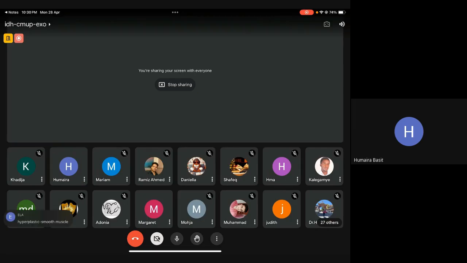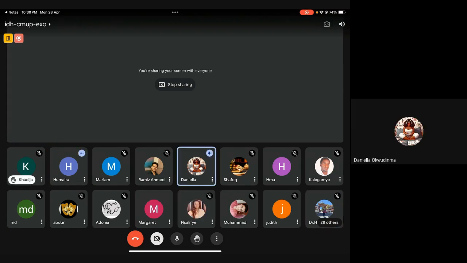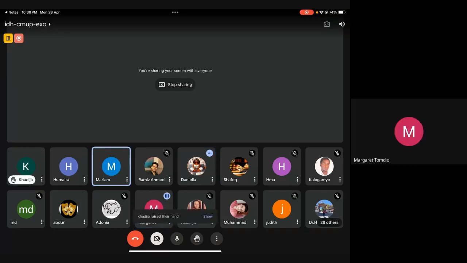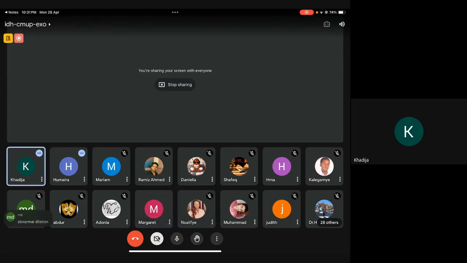So let's discuss our next topic, that is aneurysm. Can you guys tell me what is an aneurysm and what is the most common cause of aneurysm? It is a pathological dilatation of the aorta. Okay, please, one by one. So it's basically an abnormal or pathological dilatation anywhere, right?